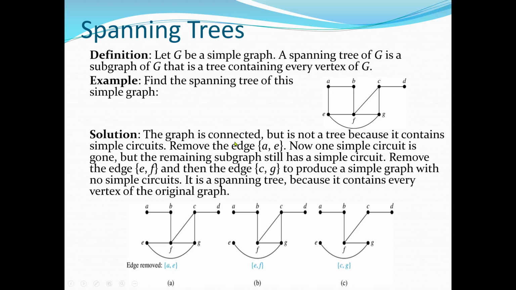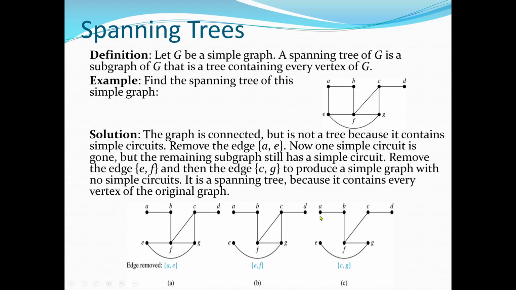So here we say the graph is connected, but this is not a tree because it contains a simple circuit. Again, the order of the edges doesn't matter. You can remove AE first, or I can remove CG first, or I can remove EF, etc. I will not remove E to G because there's no vertex between E and G. We remove AE because we have A, E, F, then B, then come back to A again. We remove EF because we have E, G, F, then back to E again. We remove CG because we can go G, E, F, C, and back to G again.